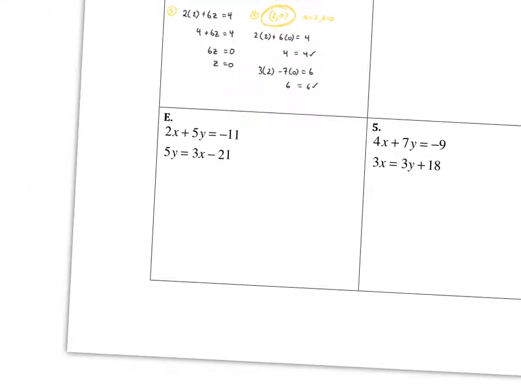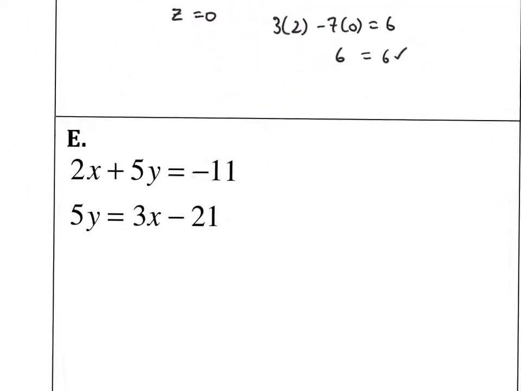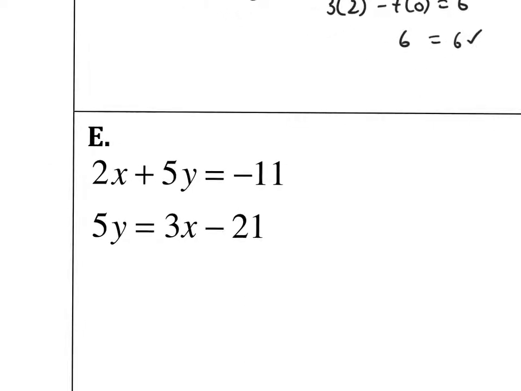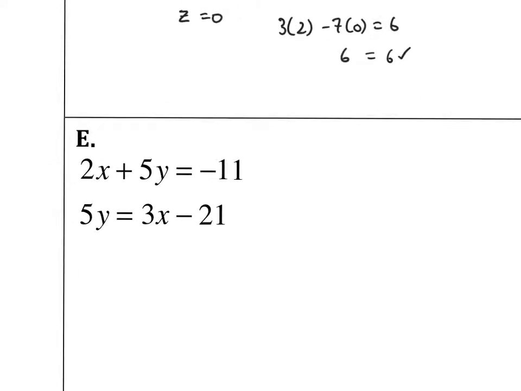All right, the last type of problem we're going to look at is part E here, where things are not aligned and I don't have opposites. Notice I have a 2x and a 3x. I have a 5y and a 5y, but this 3x, by the way, is not on the same side, so it's got to move over. So I might want to do 2 things at once. I might want to multiply things.